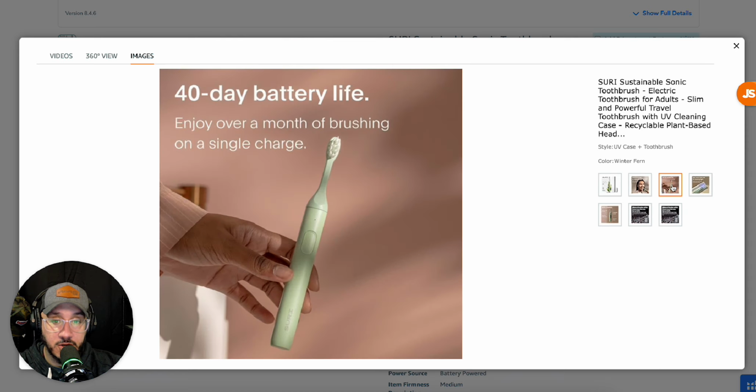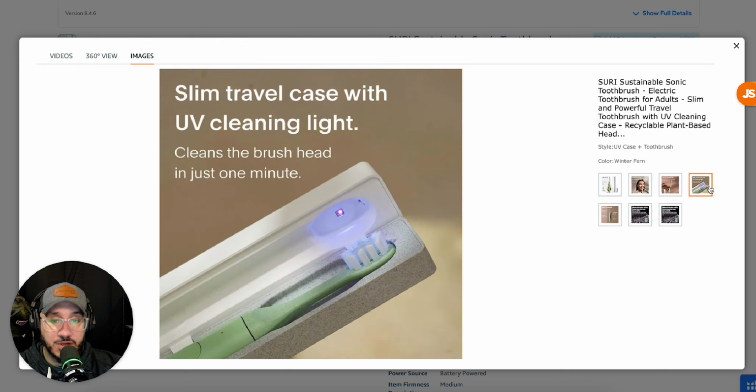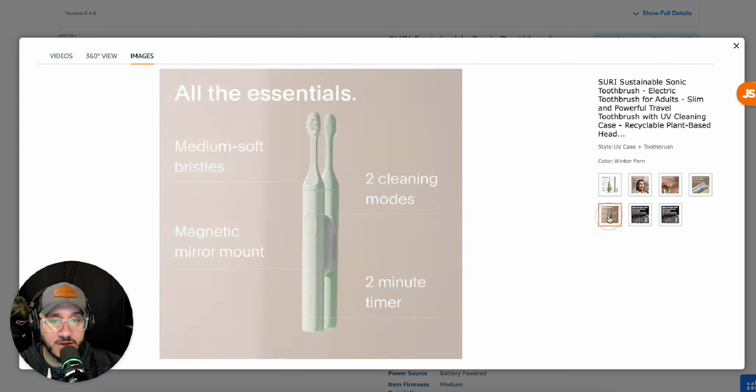Let's keep going. 40-day battery life. That's awesome. Enjoy over a month of brushing on a single charge. That's interesting. That's a good value prop. Slim travel case with UV cleaning light. Cleans the brush head in just 1 minute. Okay. What if I'm not traveling? I can just use that at home? Maybe you don't want to say travel case. Can I use it at home? So maybe just a slim case, because automatically I think if I'm not traveling, this is not for me.